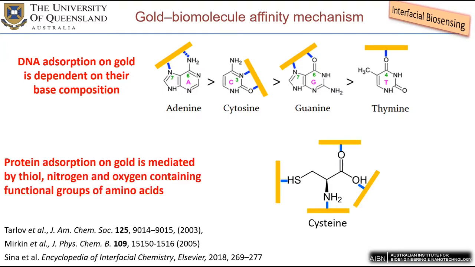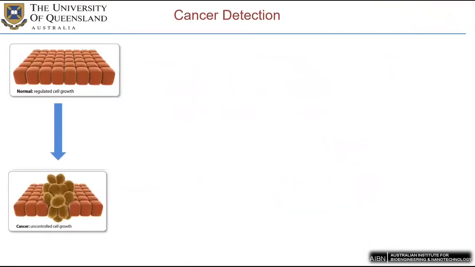And for protein also, adsorption on gold is mediated by thiol or nitrogen- and oxygen-containing functional groups of amino acids. These types of functional groups provide the affinity of biomolecules towards the gold surface. If you look at these references, you can find more about this affinity mechanism. However, we use this affinity mechanism to detect cancer biomarkers.